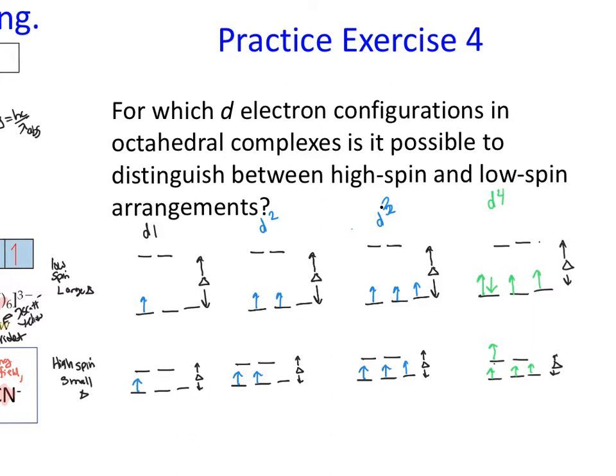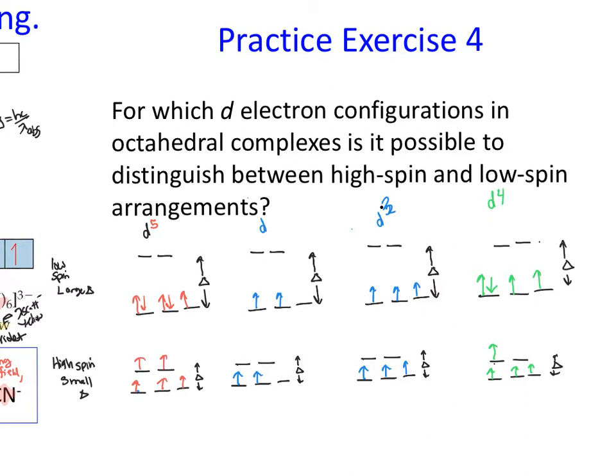I'm going to go ahead and erase D1 so I can use this for D5 since I'm running out of space. For a D5 complex, the first scenario is low spin, large delta, 1, 2, 3, and now I'm going to pair for my low spin complex. You stay down low before you go up high, so that's 4, 5. For high spin, 1, 2, 3, 4, 5.